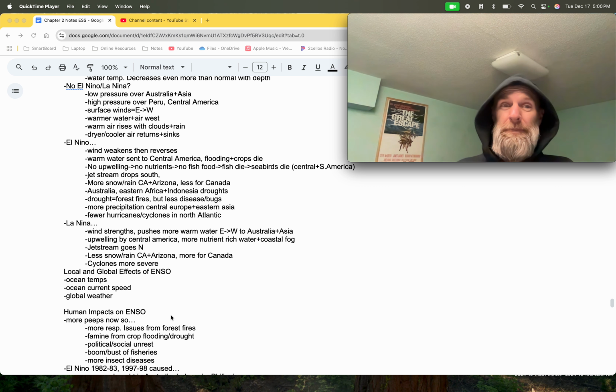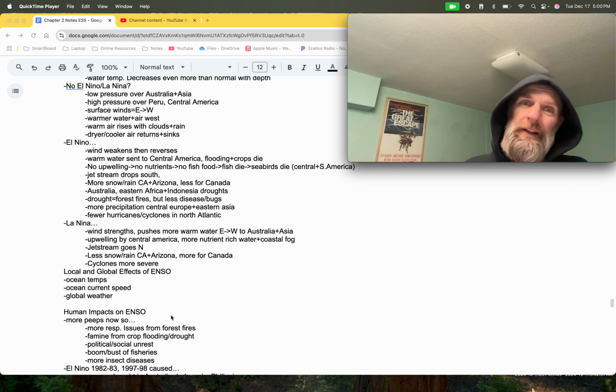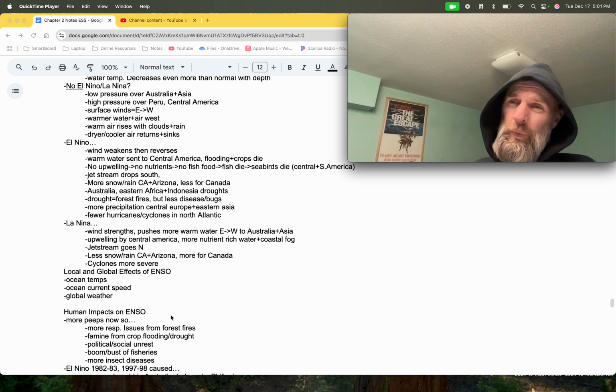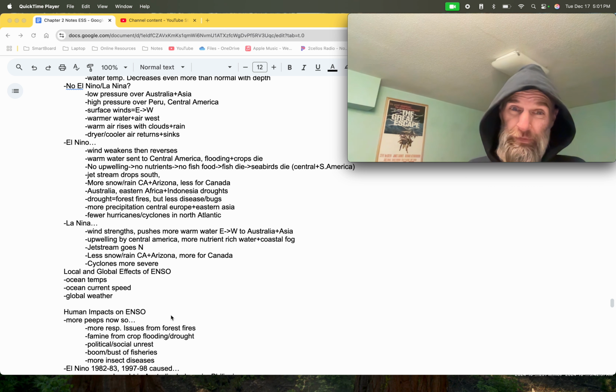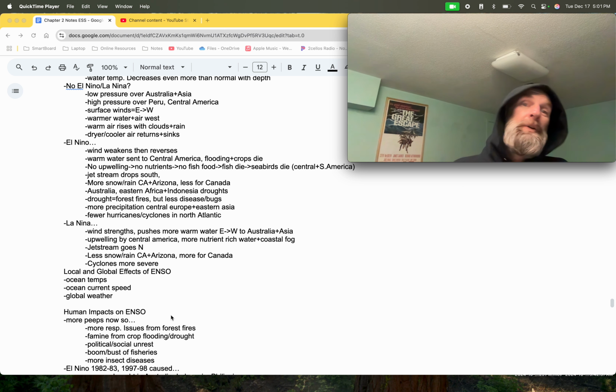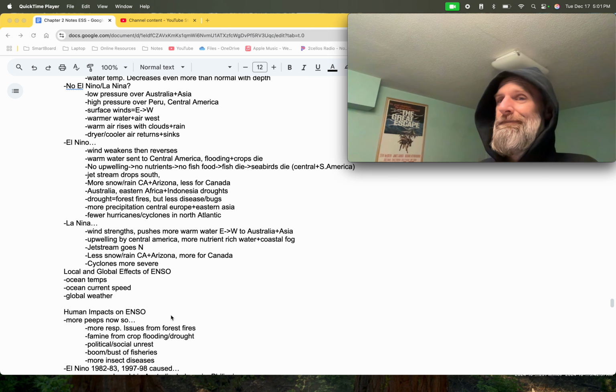The jet stream drops south. So then there's more snow and rain in California and Arizona, and less for Canada, the Pacific Northwest, Alaska, and places like that. They get less precipitation, so they have to worry more about wildfires. Australia, Eastern Africa, plus Indonesia have droughts and wildfires. Droughts increase forest fires, but mean fewer diseases and bugs. Hey, they got to give you something, less malaria. There's more precipitation in Central Europe plus Eastern Asia. So hey, somebody gets something out of it.